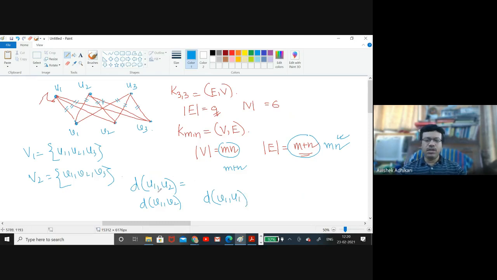Okay, tell me. What is the distance between u1, u2? Sir, 2. Yes. So if they are from the same vertex group, then the distance is bigger, it's 2. But since it's a complete bipartite graph, if they are from different vertex groups, then as I mentioned in the definition, there must be an edge between these two vertices. That's why the distance is 1. Good. Okay. So this concept is clear now.